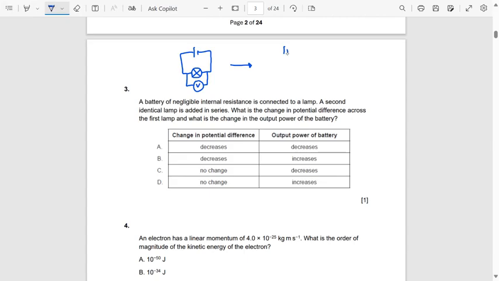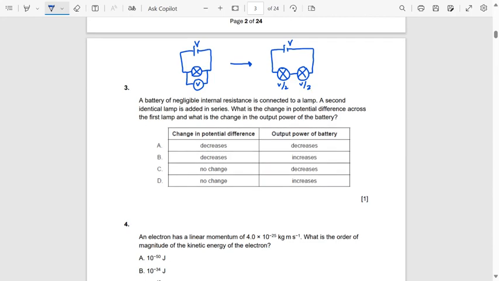Then we add an additional filament bulb, and that's in series. Now the potential difference of the cell is still V, nothing's changing there, but the potential difference across these two are being shared. So this one gets V over 2, and that one gets V over 2. So whilst the potential difference hasn't changed in the circuit, the potential difference across the first lamp has, we're assuming identical, has therefore halved. If they're not identical, it won't halve, but it will certainly decrease. So it's going to be one of these.